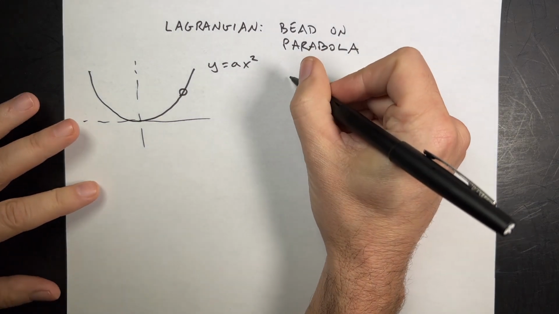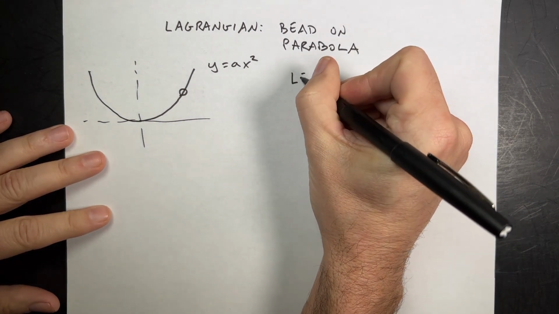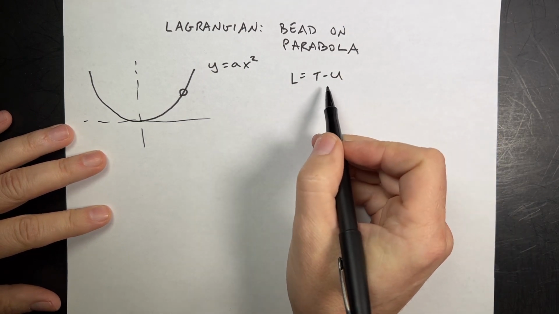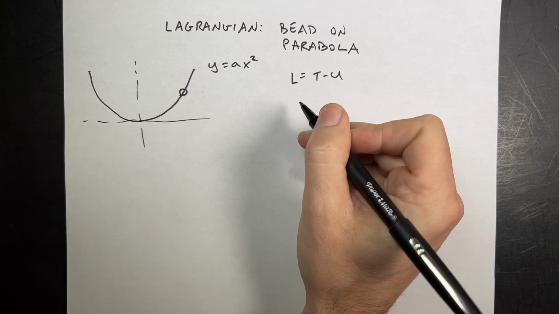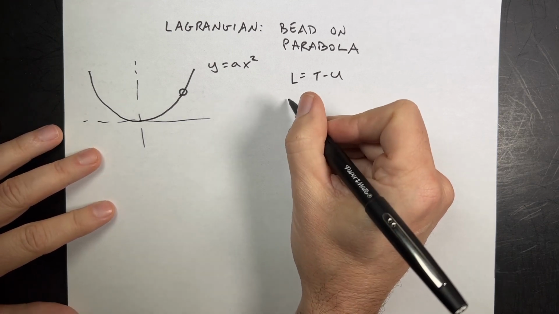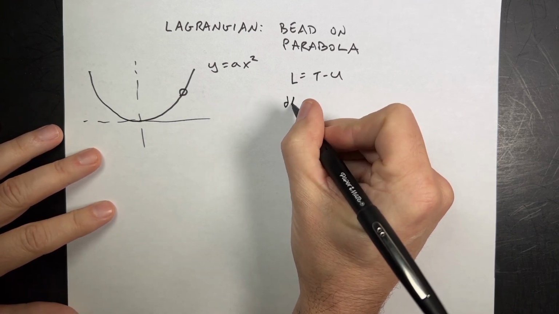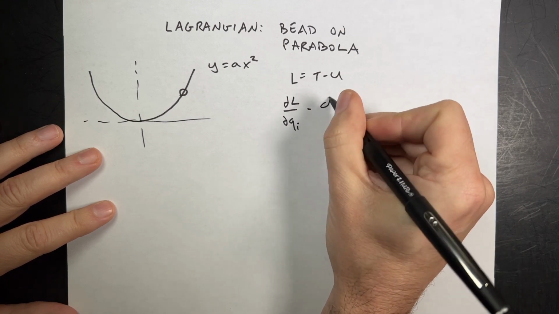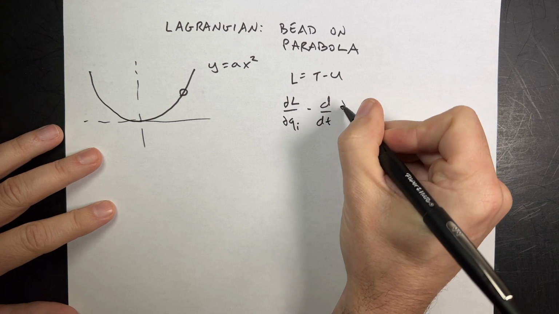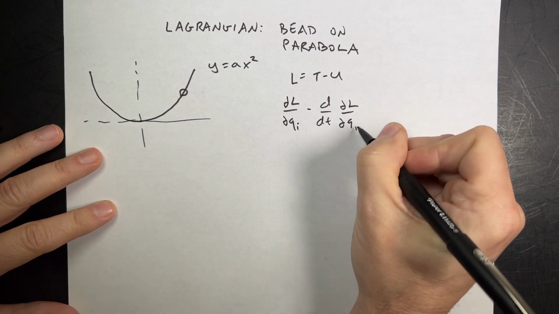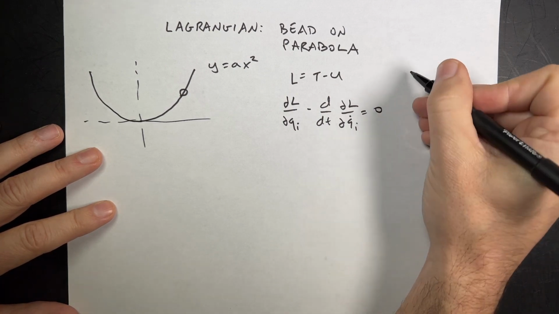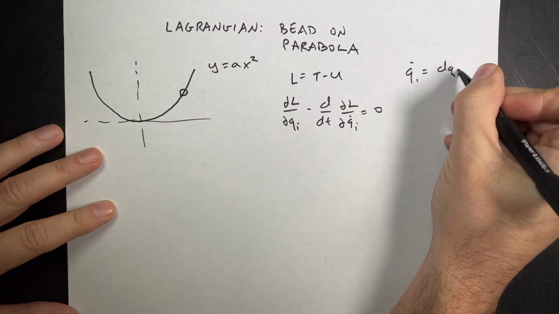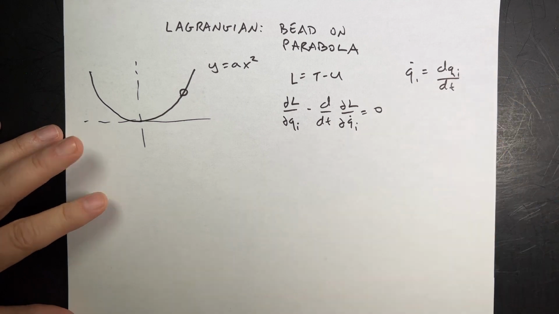So in Lagrangian mechanics, I can say L is T minus U, the kinetic energy minus the potential energy, and then for any variables that we have, I would say the partial of L with respect to Qi, one of the variables, minus the time derivative of the partial of L with respect to Qi dot equals 0. So Qi dot is the derivative of Qi with respect to t. We write the dot notation.